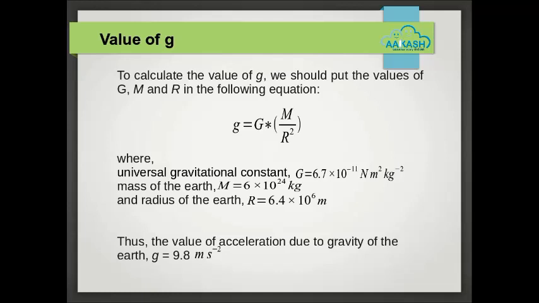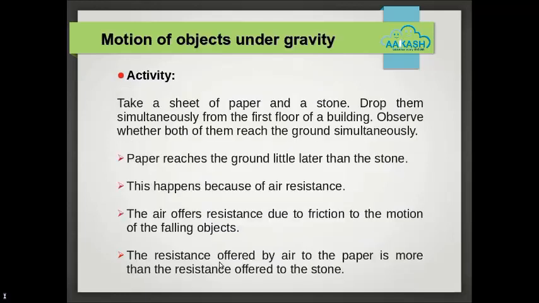Mass of the earth M equals 6 multiplied by 10 raised to the power 24 kg, and radius of the earth r equals 6.4 multiplied by 10 raised to the power 6 m. Thus, the value of acceleration due to gravity of the earth g equals 9.8 m s raised to the power minus 2. Now let's understand how the motion of objects is influenced under gravitational forces.